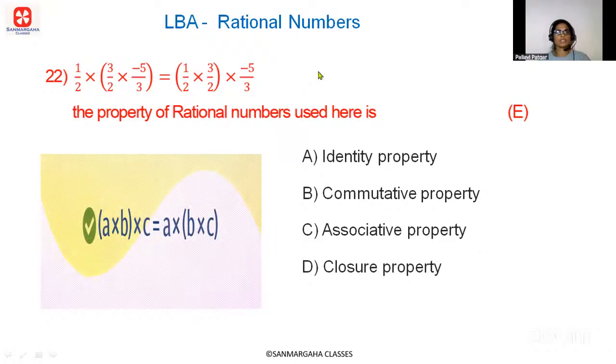In the rational number chapter, look at question number 22. 1 by 2 into (3 by 2 into minus 5 by 3) is equal to (1 by 2 into 3 by 2) into minus 5 by 3. So the property of rational numbers used here is option A, identity property, option B, commutative property, option C, associative property, option D, closure property.